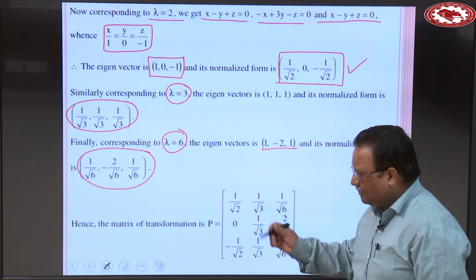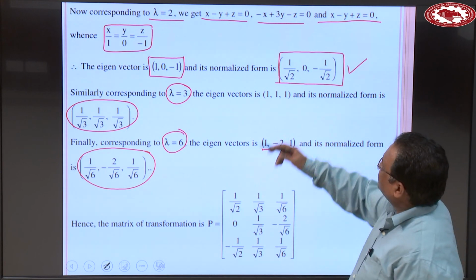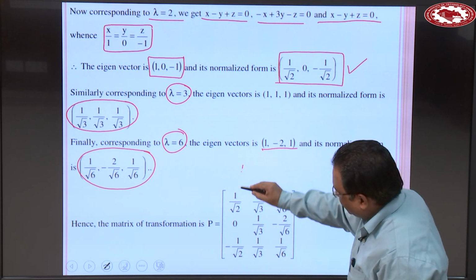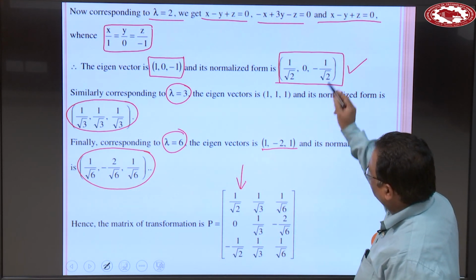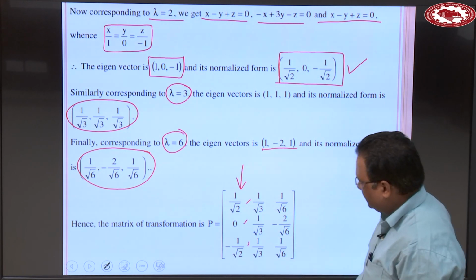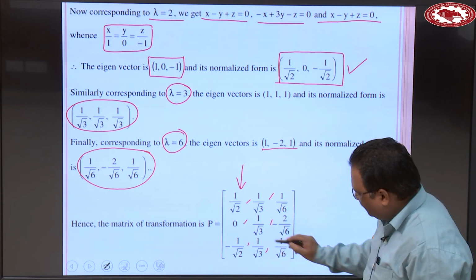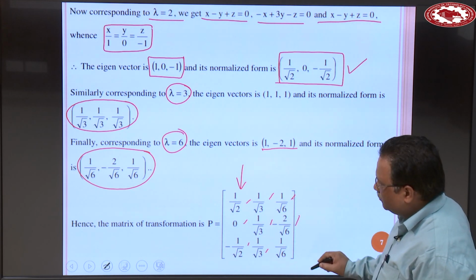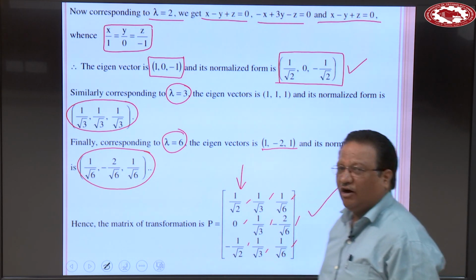Then write down the matrix of transformation P. Okay? So the matrix of transformation P is just substituting all these values. Clear? So 1 over 2, you have to write it like this. Okay? First, second, third. 1 over under root 2, 0, minus 1 over 2. Similarly, 1 over under root 3, 1 over under root 3, 1 over under root 3. And last, 1 over under root 6, minus 2 over under root 6 and 1 over under root 6. So this one is the matrix of transformation.